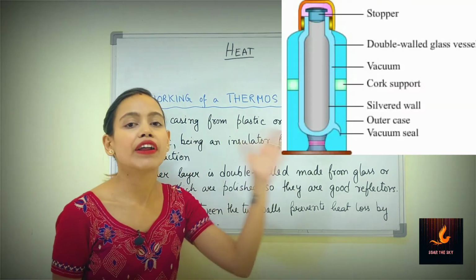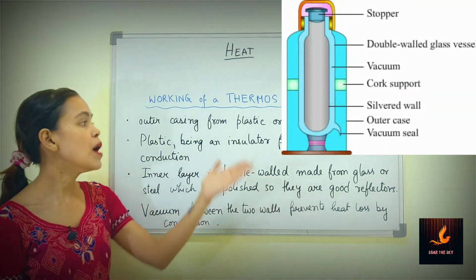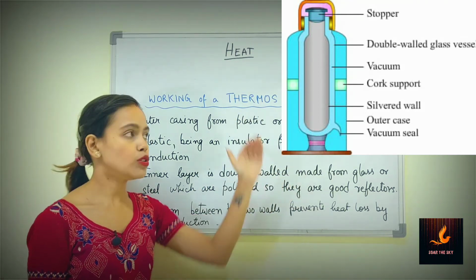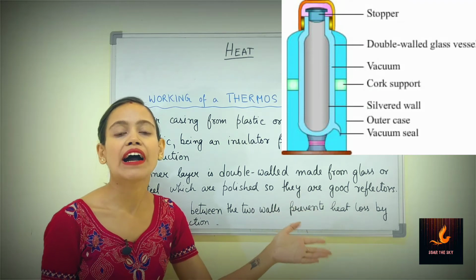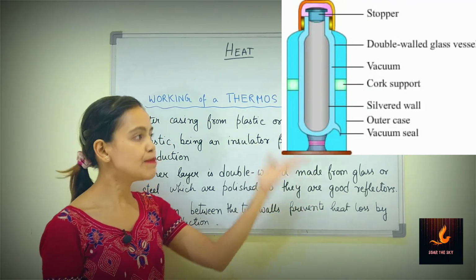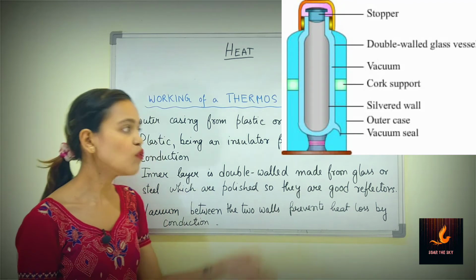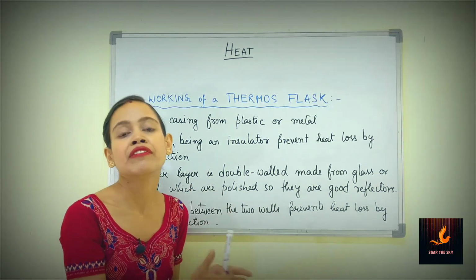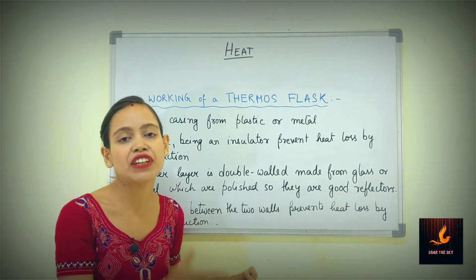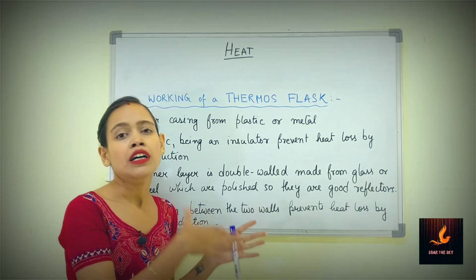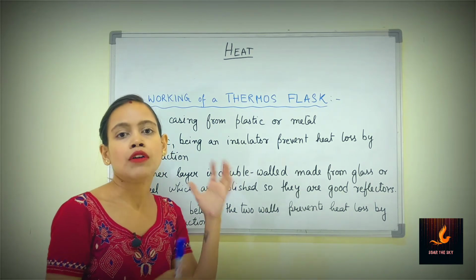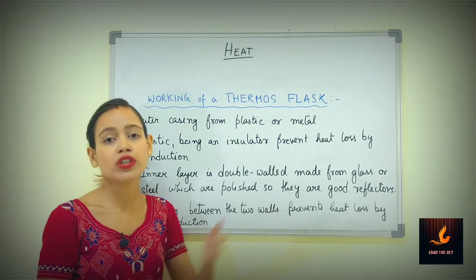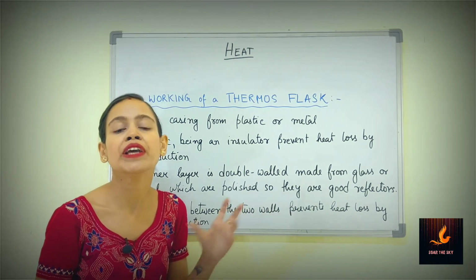Let's see this diagram very carefully. If you see this diagram, the outer wall of the flask can be made either from plastic or from any metal or alloy or steel. If it's made from plastic, it will prevent the heat loss from any kind of conduction from outside. If it's touched with a colder object, the hot fluid inside it won't be affected anyhow, or if it's touched by any hot object, the colder liquid inside it won't be affected.